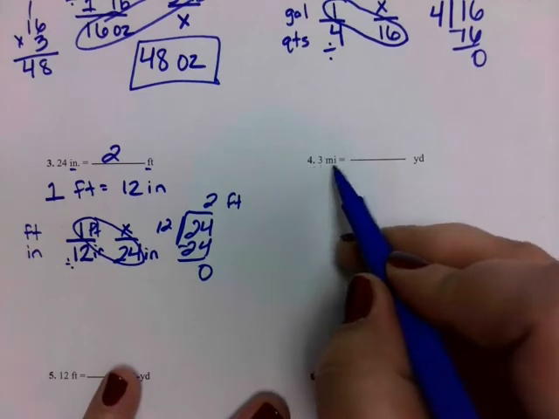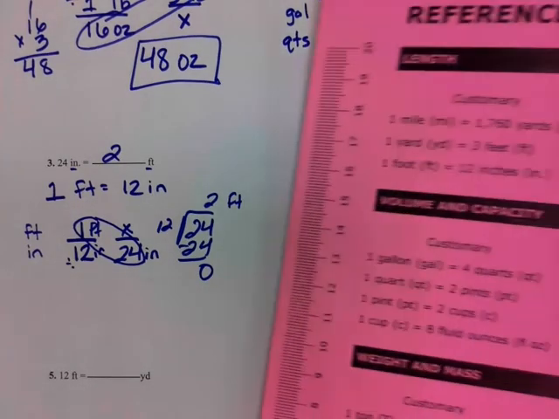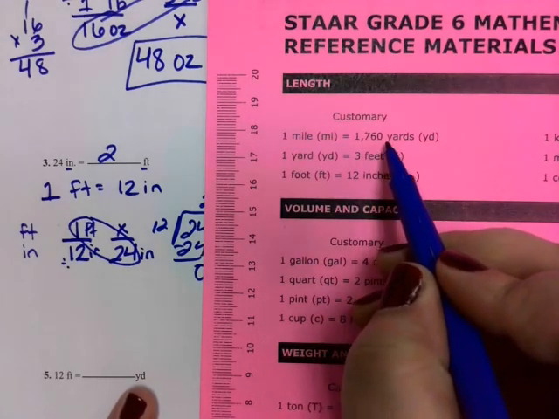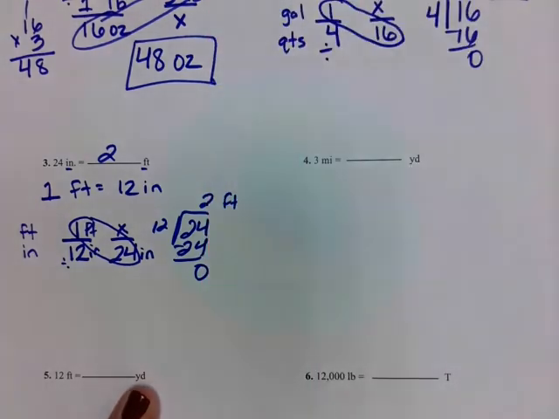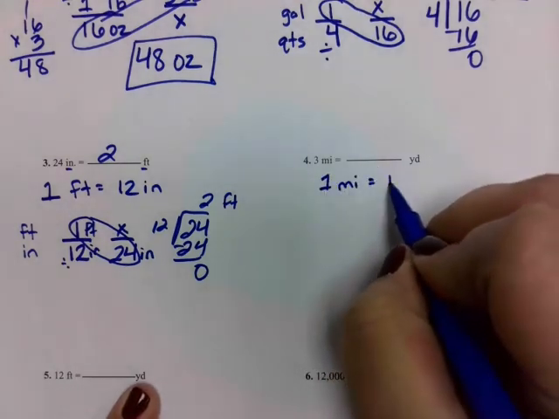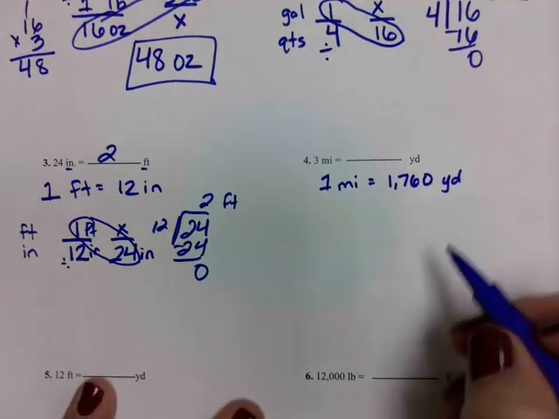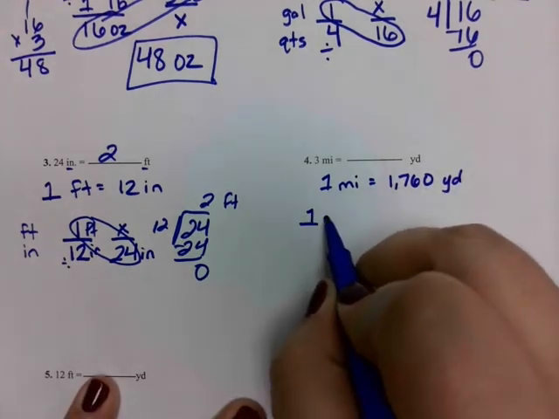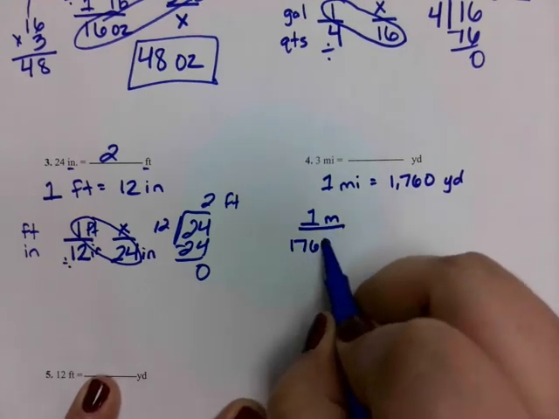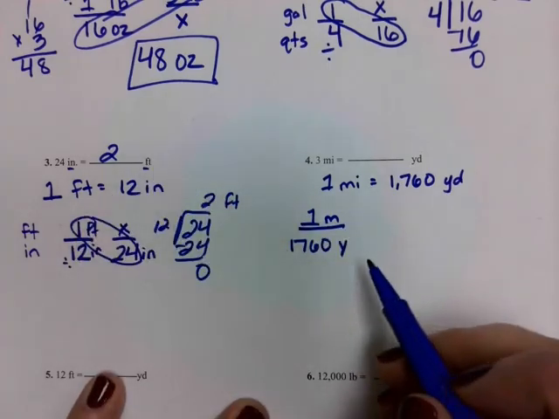All right, number 4, 3 miles equal blank yards. So we're going to go here, and we see that 1 mile equals 1,760 yards. So we're going to write that down here. 1 mile equals 1,760 yards. All right, so I'm going to put that, and I'm going to put M for miles. You don't have to put everything. And then 1760, and then Y for yards. I'm doing it the other way just so you can see how it's a little bit easier.